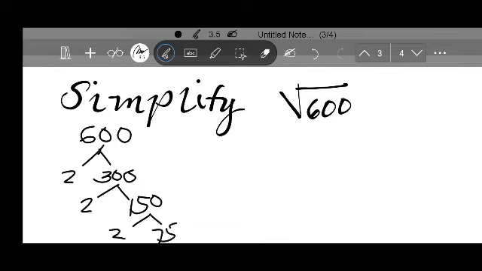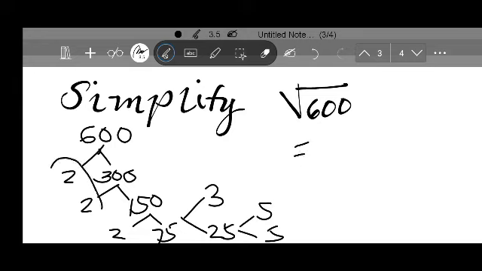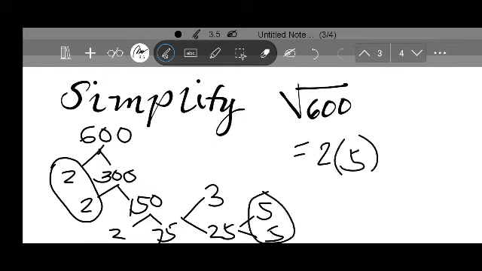This time, we can no longer divide 75 by 2. Let's try to use 3. So we have 3 and 25. And then lastly, you have 5 and 5. Now, identify which numbers can be paired. So you can take this 2 at a time. So you have 2. And then the 5 and the 5 can also be taken 2 at a time. So times 5.